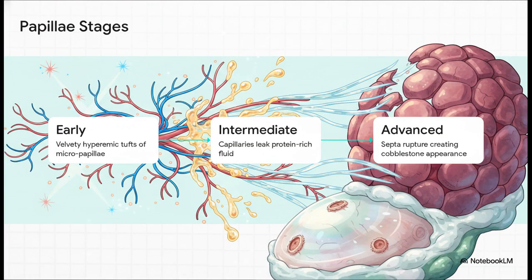If we trace how this actually progresses, the early stage kicks off with a histamine release, causing those core vessels to dilate. Clinically, this looks like a velvety, hyperemic tuft of micropapillae. As it pushes into the intermediate stage, those capillaries start leaking protein-rich fluid, which actively stretches the conjunctival anchoring septa. Finally, in the advanced stage, those septa literally rupture under the mechanical or allergic stress. The papillae merge, exceeding 1 millimeter in size, and bam, you get that unmistakable, massive cobblestone appearance. And it's that heavy mucus production and physical friction that can ultimately cause those sight-threatening shield ulcers on the cornea.